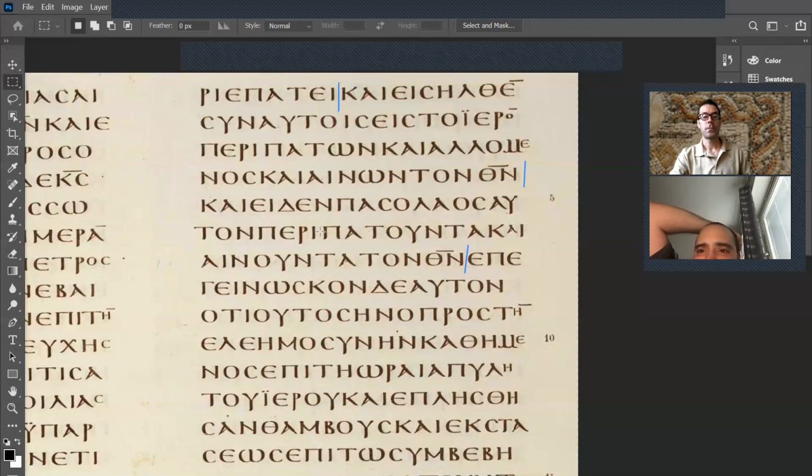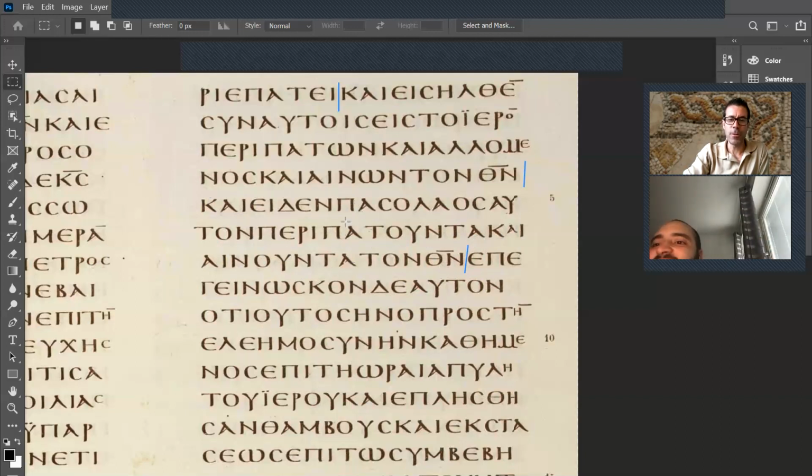Kai eiden pas ho laos auton peripatounta kai ainounta ton theon. Kai eiden, and they saw pas ho laos, all the people, saw him, auton peripatounta, walking, present participle, accusative masculine, him walking, kai ainounta, and praising ton theon, God.